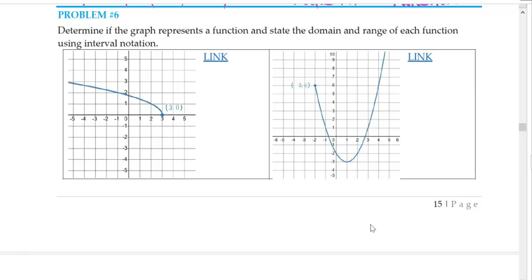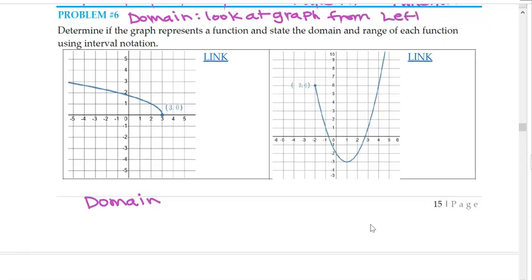Okay, so we're looking at this one and we can see that yes, this is a function. It passes the vertical line test. Now our domain is when we're looking at the graph from left to right. I'm going to write this down up here. So the domain, we're going to look at the graph from left to right. And then I'll put range here. For range, we're going to look at the graph from bottom to top.